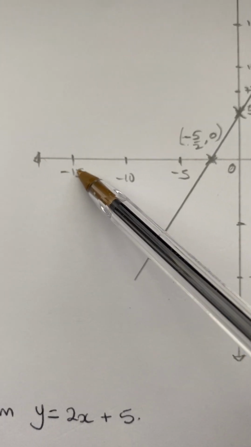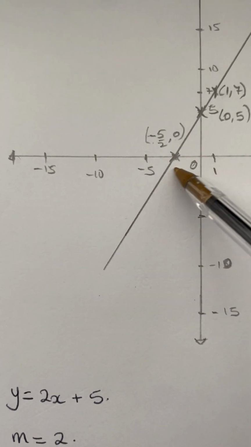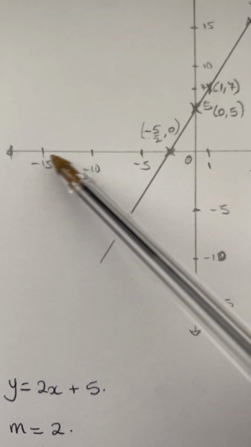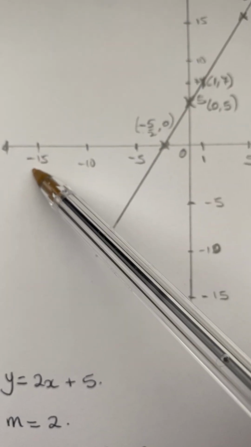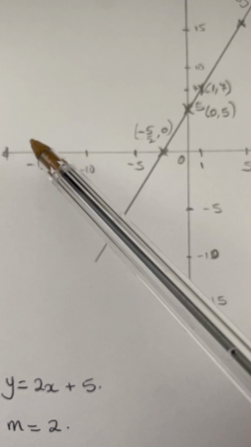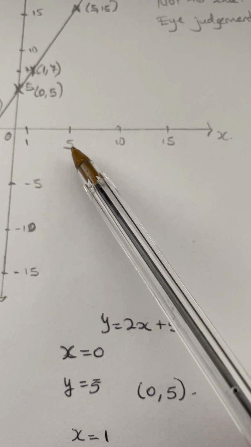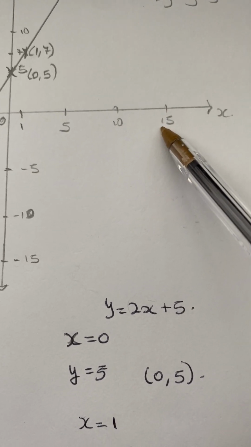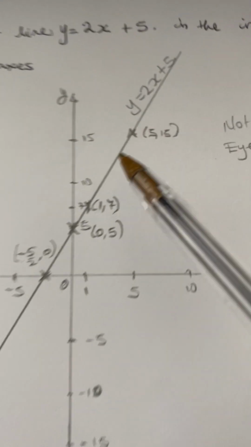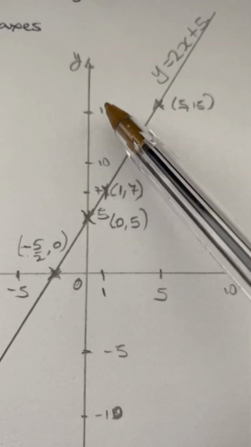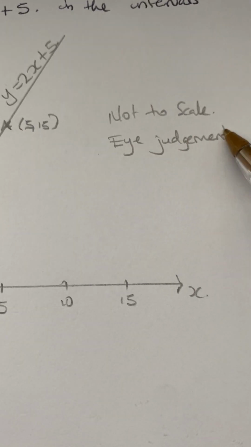So minus 15 on the x. Here is still not a graph, so I've used my eye judgment. So I've done equal intervals. Don't do 5, 10, 11, 15. You won't get it right. So here is another one. 5, 10, 15. Minus 5, minus 10, minus 15. And my 5, 10, 15. It's still eye judgment, but it's not to scale.